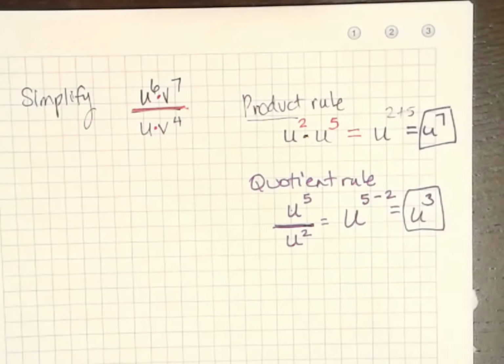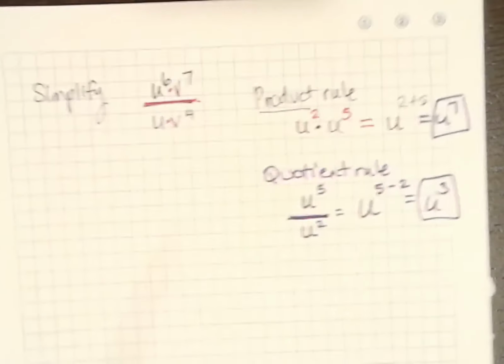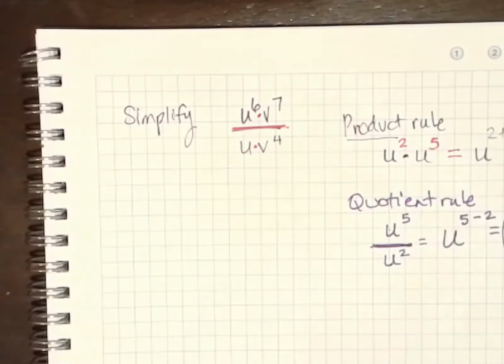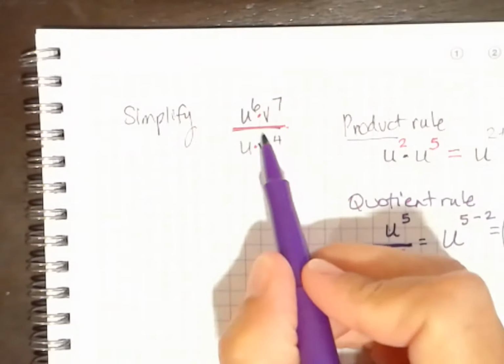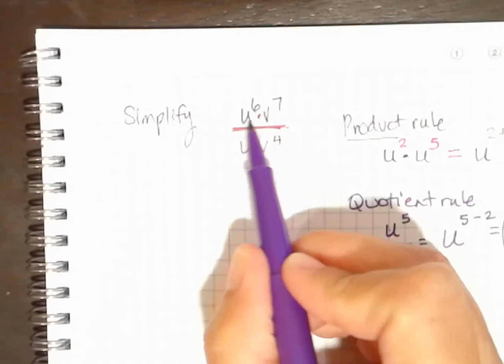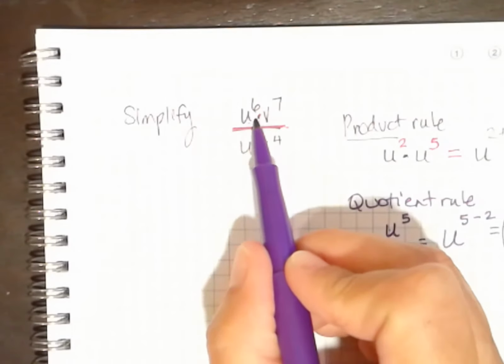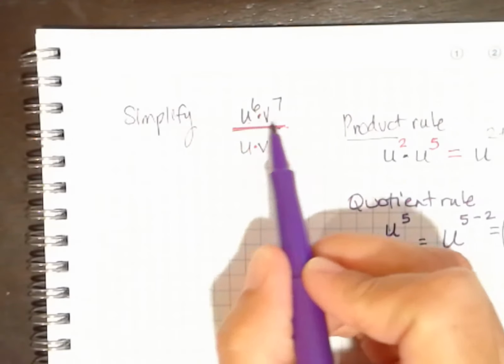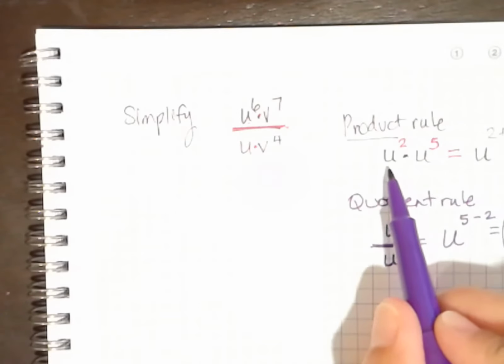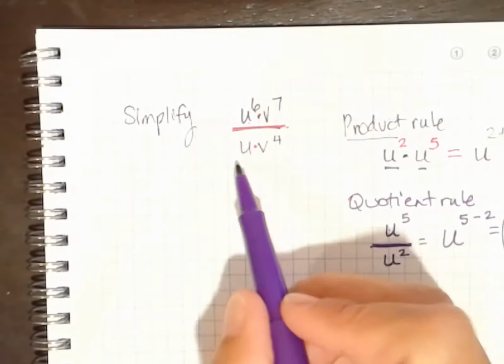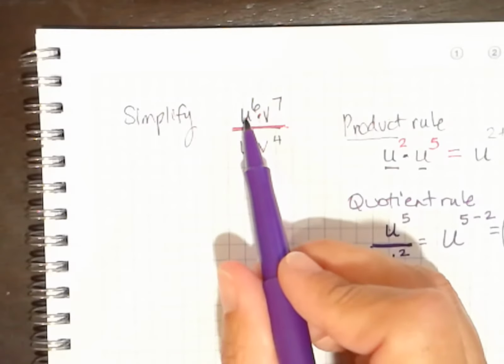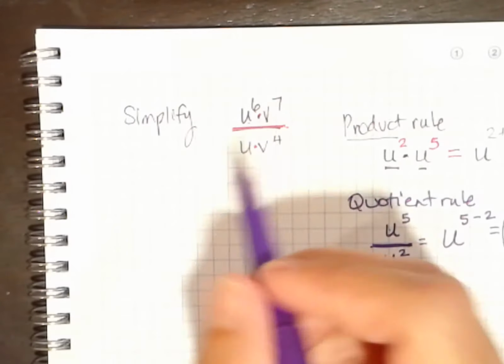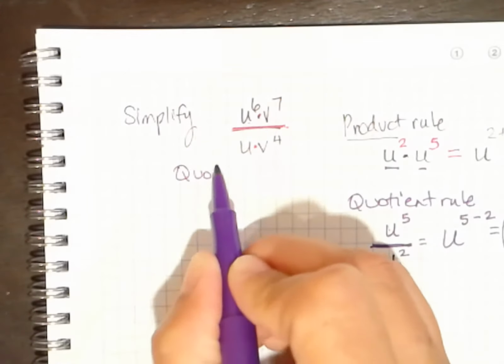Okay, so looking at this problem that was in a homework set, I've got two things happening. I've got the product rule, but now my bases are not the same. I have a u times a v, so I can't simplify that because the rule says that the bases have to be the same. And then down here I have a u times a v, but the only rule I can use on this is the quotient rule.